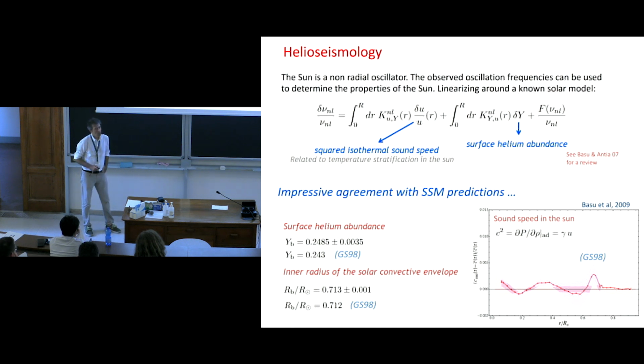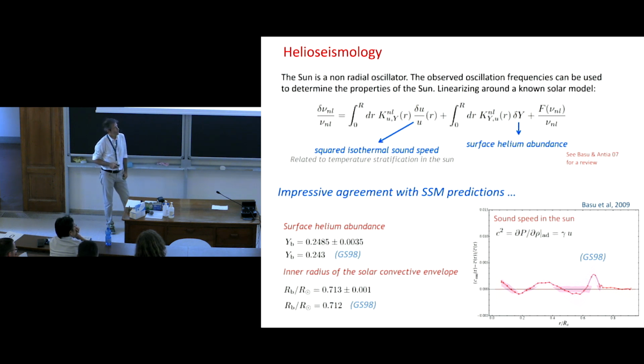Now, helioseismology is the study of non-radial solar oscillations. Several thousand different modes of oscillation have been detected. Their frequencies have been measured with very high accuracy, and through a linearization and inversion procedure, the information encoded in the helioseismic frequencies can be used to extract selected properties of the sun.